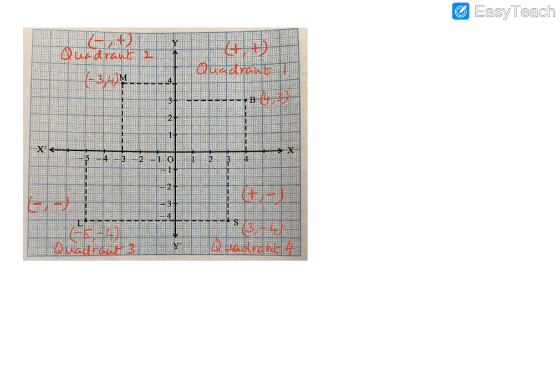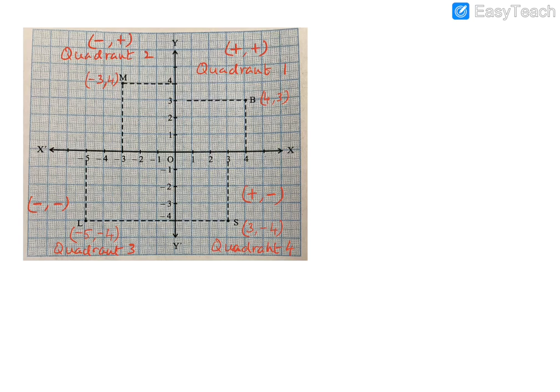So depending on the sign of the x and y coordinates, we can quickly identify in which quadrant the point will lie. Okay, so for quadrant 1, both the coordinates will be positive. For quadrant 2, the x coordinate is negative, y coordinate is positive. For quadrant 3, both the coordinates are negative. And for quadrant 4, the x coordinate is positive and the y coordinate is negative.